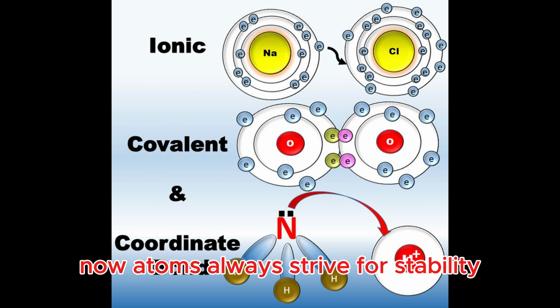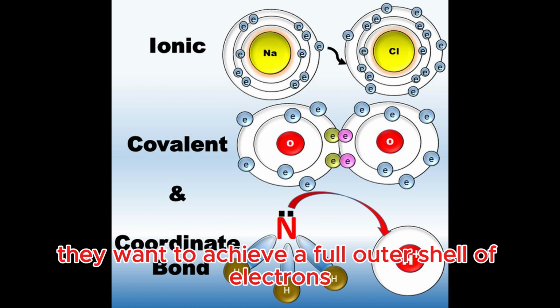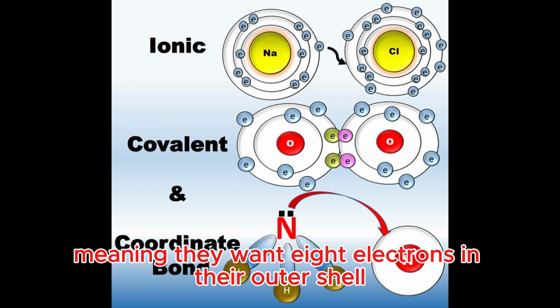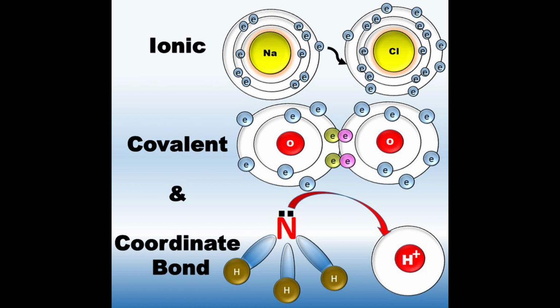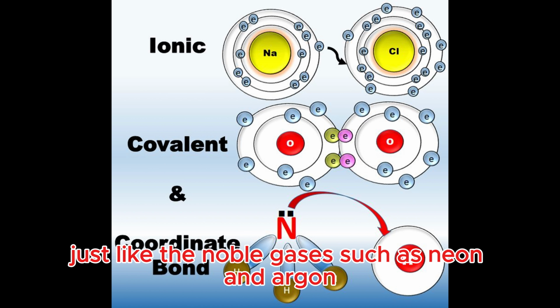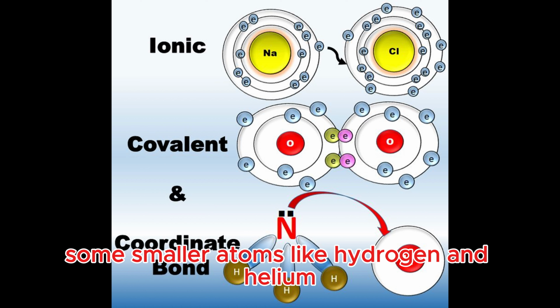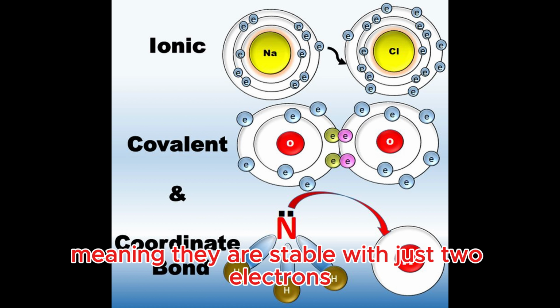Now, atoms always strive for stability. They want to achieve a full outer shell of electrons. Most atoms try to follow what we call the Octet Rule, meaning they want 8 electrons in their outer shell, just like the noble gases such as neon and argon, which are naturally stable. Some smaller atoms like hydrogen and helium follow the Duplet Rule, meaning they are stable with just 2 electrons.